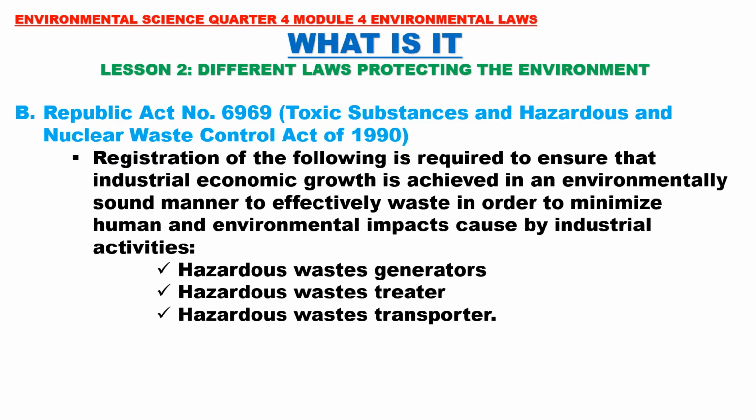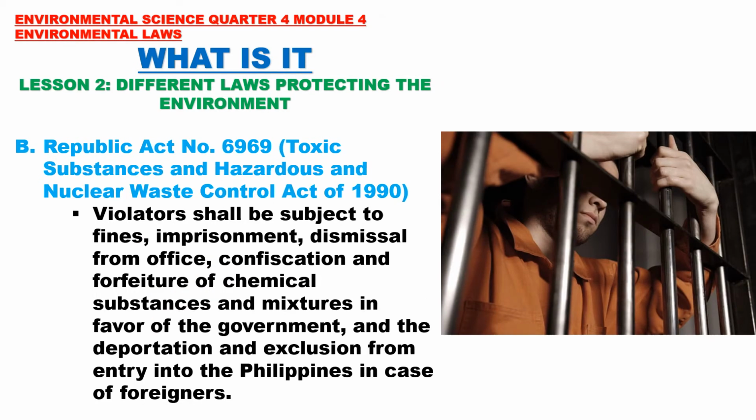Under RA 6969, registration of the following is required: hazardous waste generators, hazardous waste treater, and hazardous waste transporter. Under RA 6969, violators shall be subject to fines, imprisonment, dismissal from office, confiscation, and forfeiture of chemical substances and mixtures in favor of the government, and deportation and exclusion from entry into the Philippines in case of foreigners.